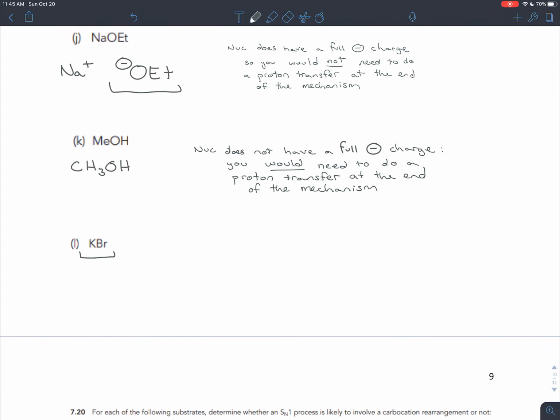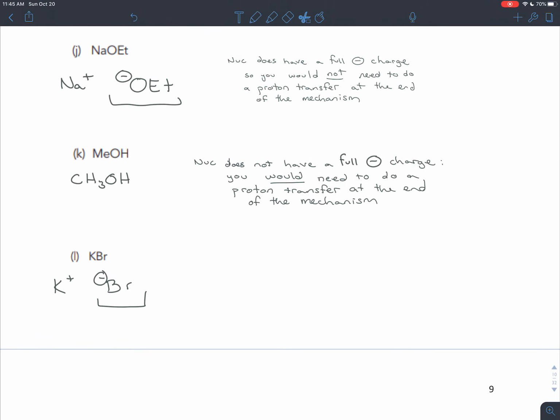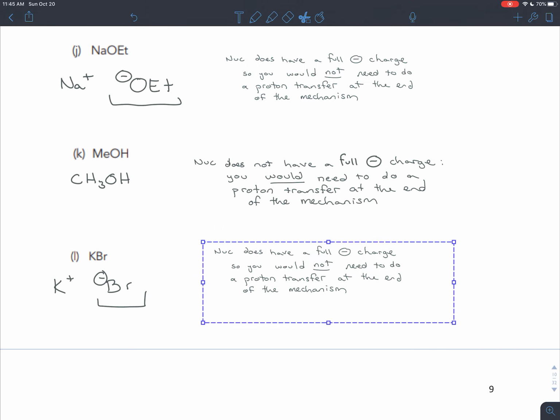Finally, in this last one, we have potassium and bromine. Potassium is a metal. It's in the same row as sodium, and so here, that's going to be an ionic compound. The bromine, with the full negative charge, that is going to be your nucleophile. So because the nucleophile does have a full negative charge, you would not need to do a proton transfer at the end of the mechanism if that were your nucleophile.